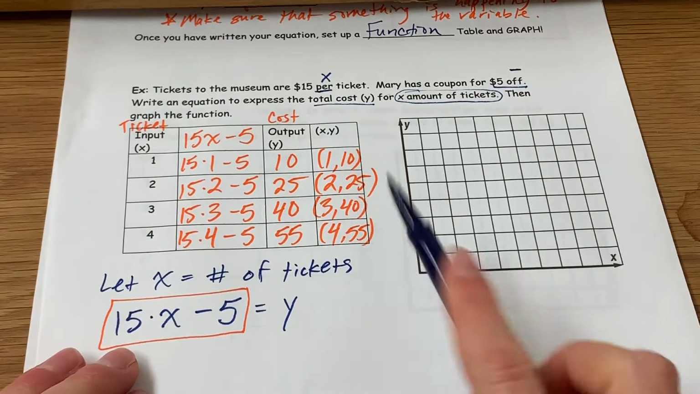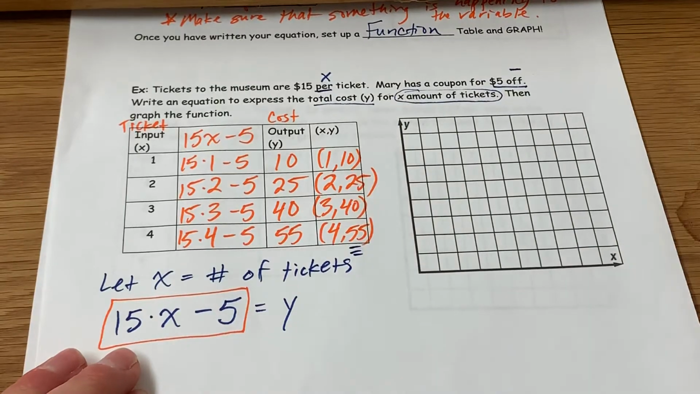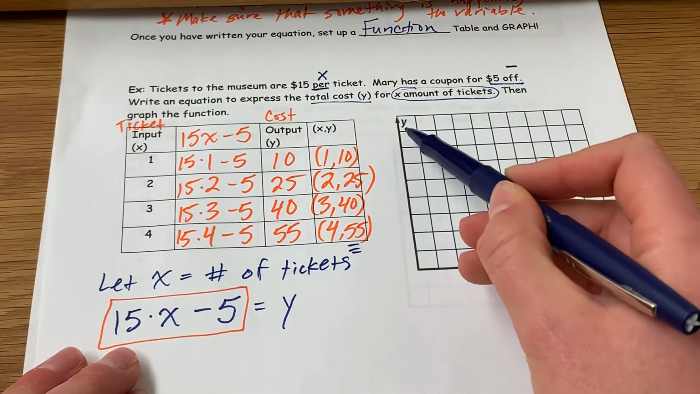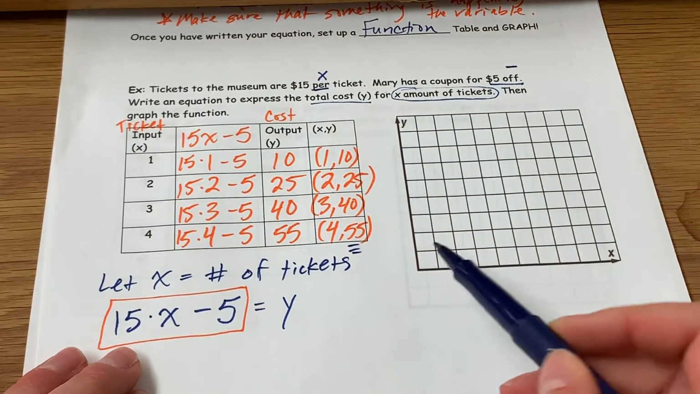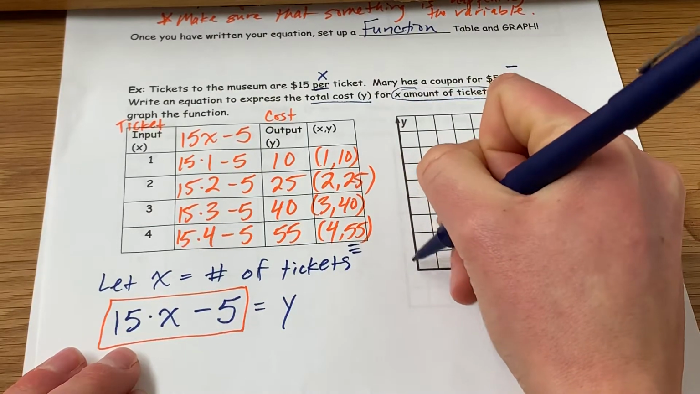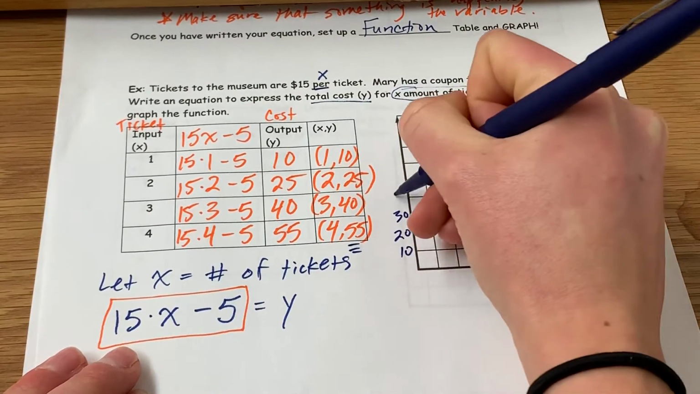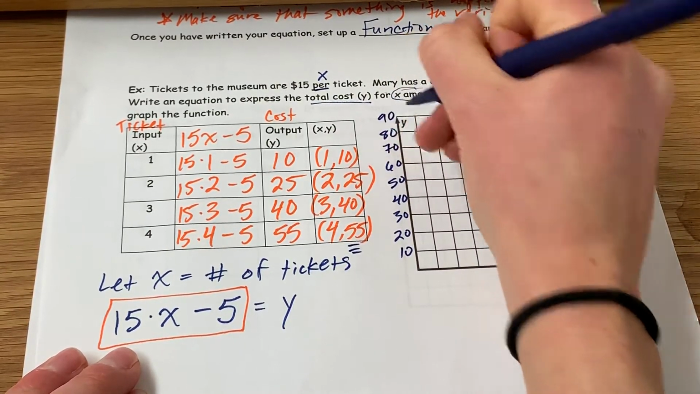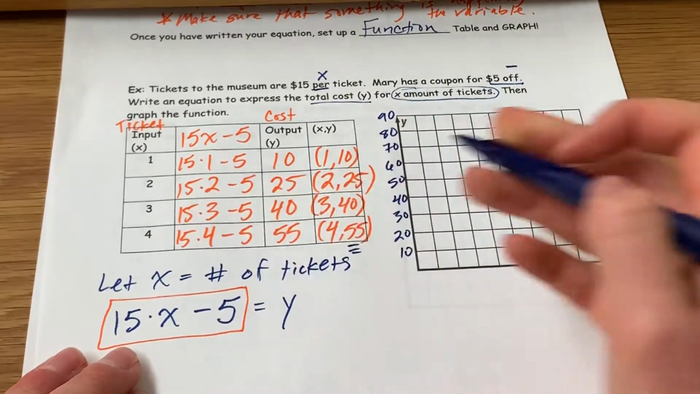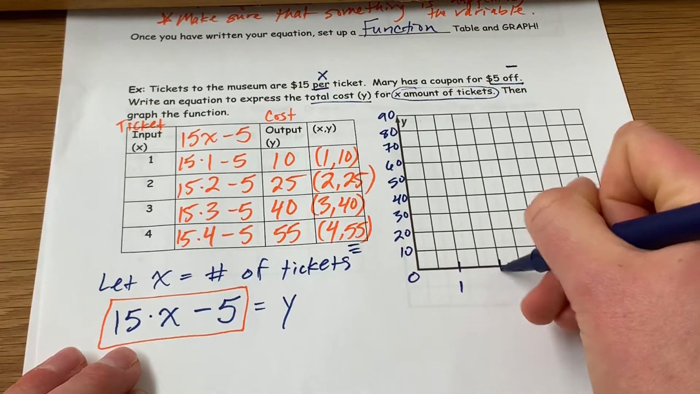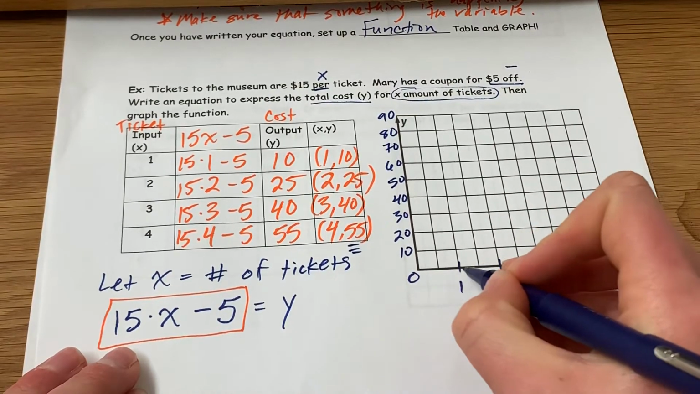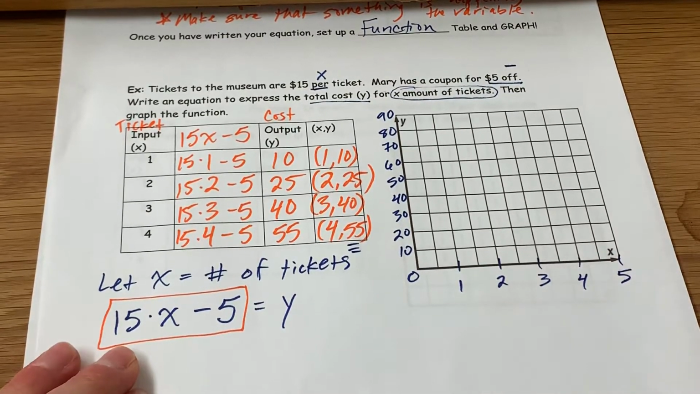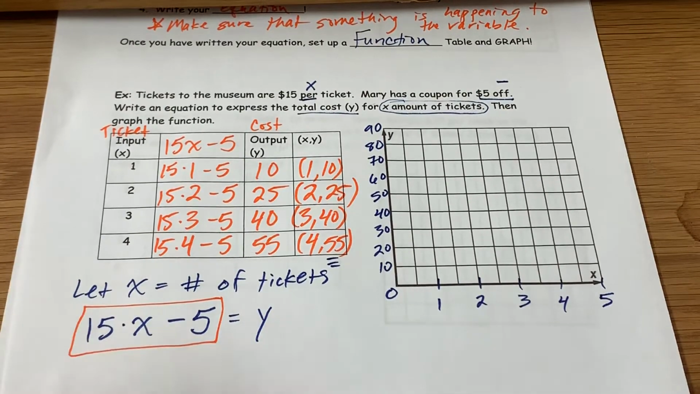Okay, wow, I have to get all the way up to 55, which is pretty big. Let me skip count by fives. 5, 10, 15, 20, 25, 30, 35, 40, 45. That's not big enough, so let's skip count by tens. So 10, 20, 30, 40, 50, 60, 70, 80, 90. And I'm going from 1 to 4, so I'm going to skip count by halves, 1/2, 1, 1.5, 2, 2.5, 3, 3.5, 4, 4.5, 5, just to keep it spaced out and neat.